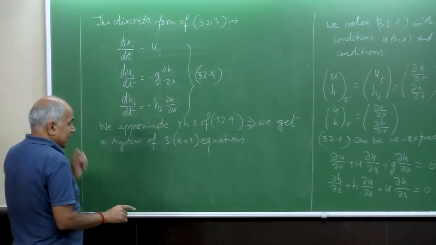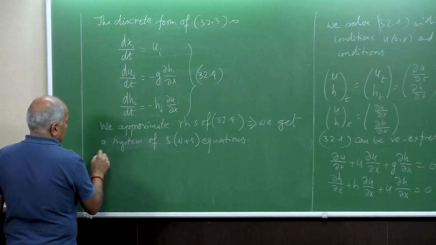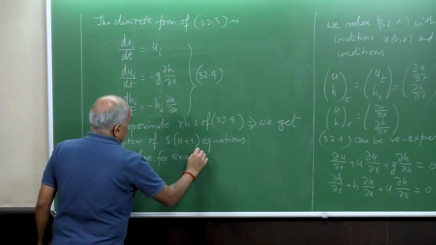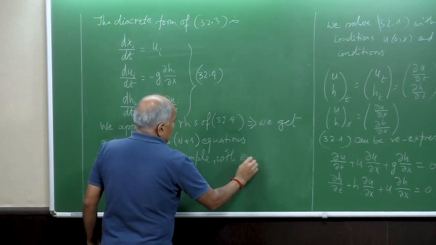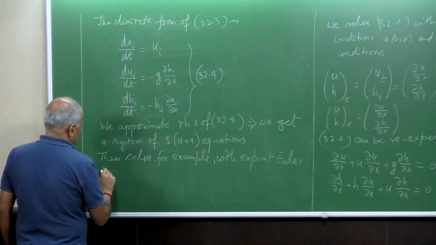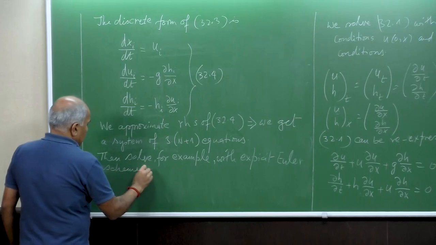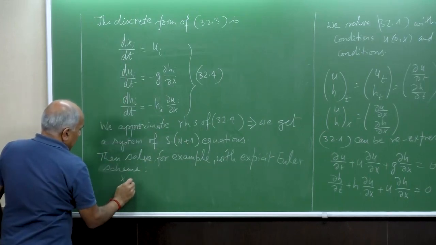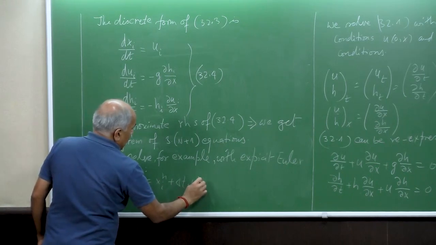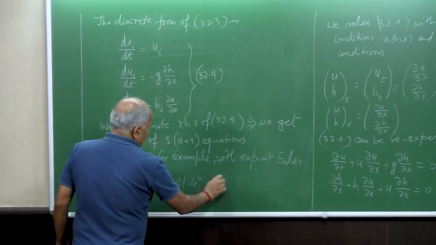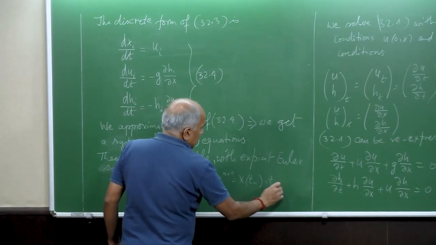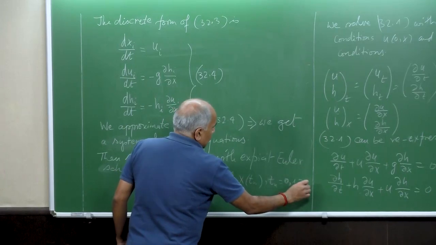And now then solve, for example, with the explicit Euler scheme. So how is it? So we do xi n plus 1, it is the same as before, xi of n plus delta t times ui of n. Yeah, so here x n plus 1 is equal to x of tn. This is discrete in time, t of n, with n equal to 0, 1, 2, further.